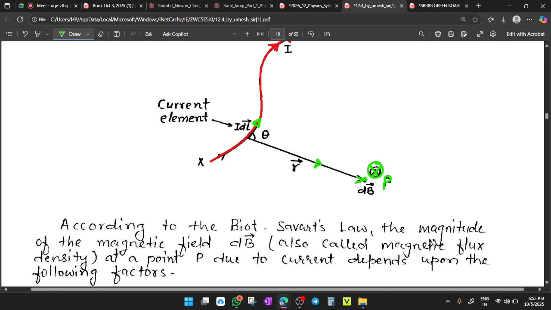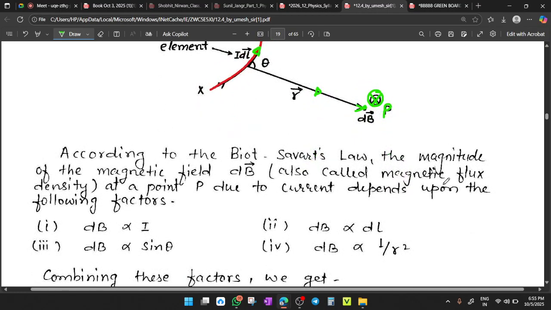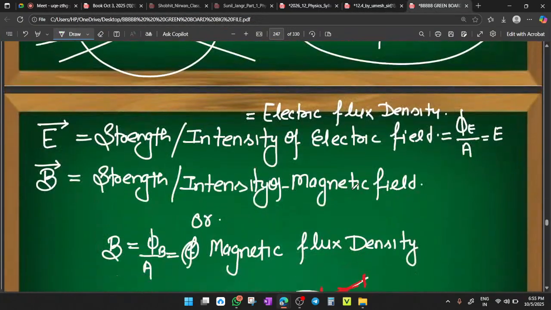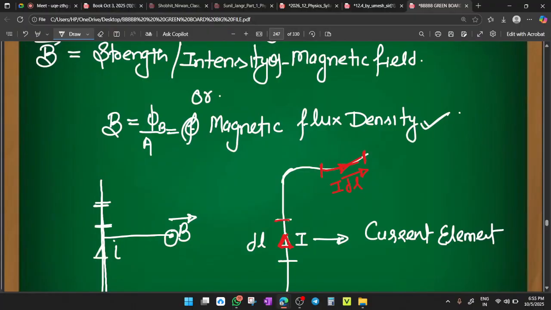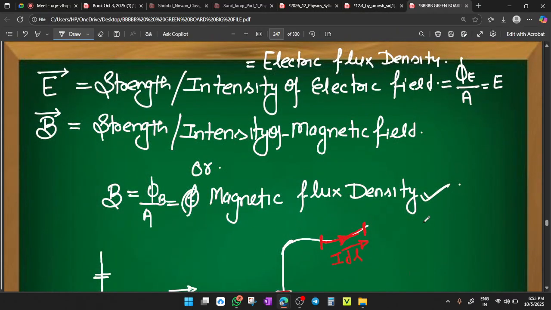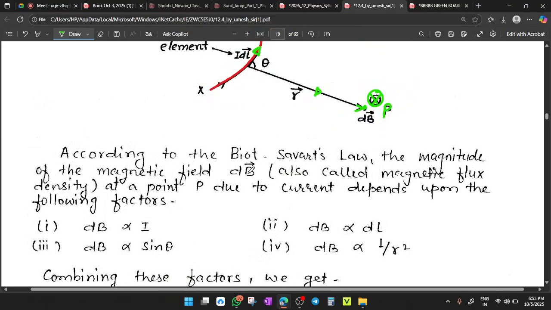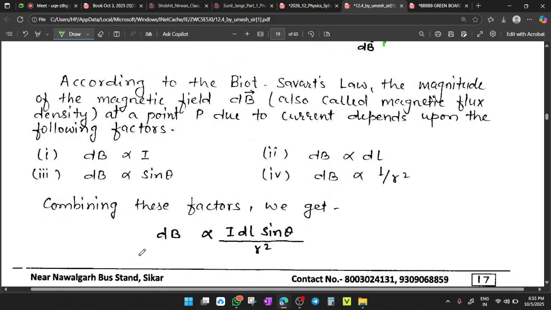Okay. Now, according to the Biot-Savart law, the magnetic field dB vector is called magnetic flux density. Yes, the other name of magnetic field, I just told you, is magnetic flux density. Yes or no? Same it is magnetic field intensity, same it is magnetic field strength, same it is magnetic field density. Okay. All names refer to one quantity, that is B, magnetic field intensity. According to the Biot-Savart law, the magnitude of the magnetic field intensity dB, called magnetic flux density at a point P due to the current, depends upon the following factors. Yes, this is the main law.